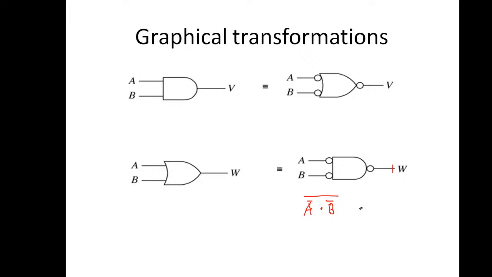So if you see it this way, it will be A bar bar, and you use De Morgan's law, the bar will be broken, so A double bar, and the dot will be converted into plus, and B will become B double bar. So A double bar is what? A, and B double bar is B. So it is working as the OR gate, right? I hope it is clear to you. It is working as the OR gate. So this is the way we are doing the graphical transformation.